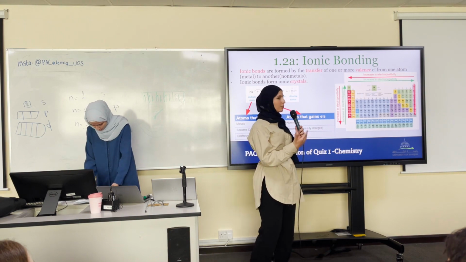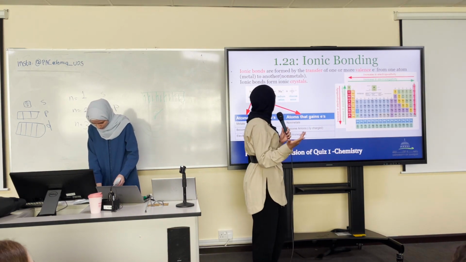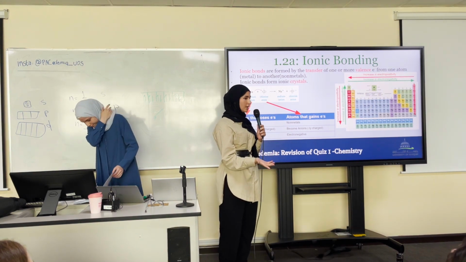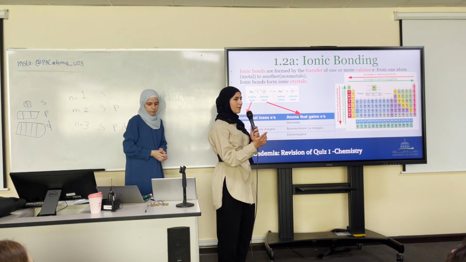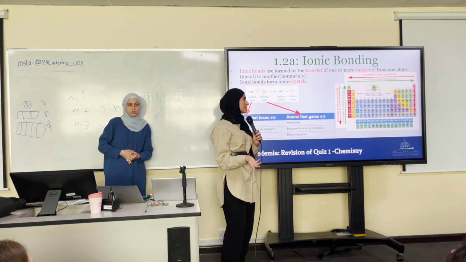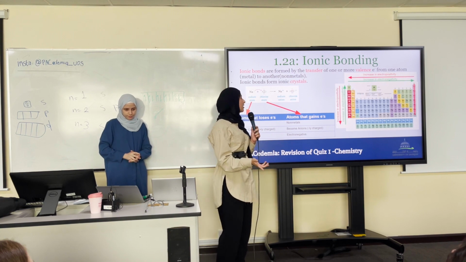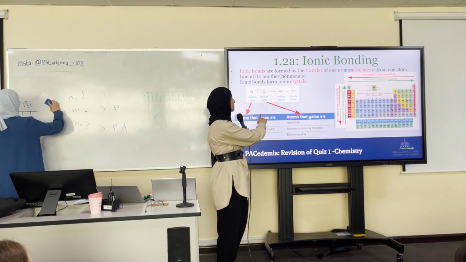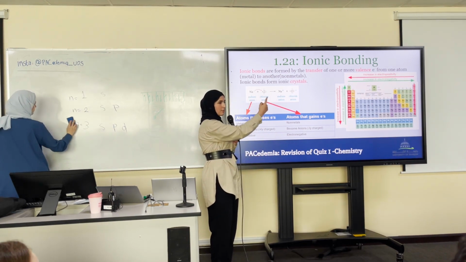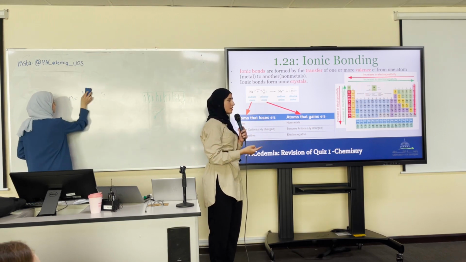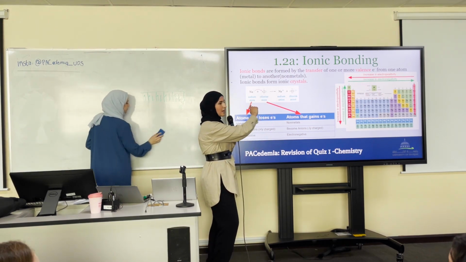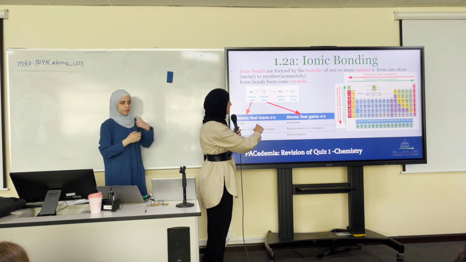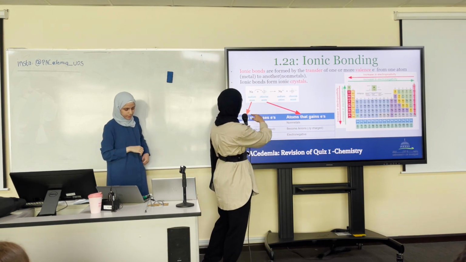Starting with ionic bonding, of course most of you know, but just to revise with you. They are formed by transfer of one or more valence electrons from one atom to the other, and they form ionic crystals. Ionic bonds form ionic crystals. So this is an example. We have Na, which is a metal, and chlorine, which is a non-metal. So Na donates its electron to Cl.